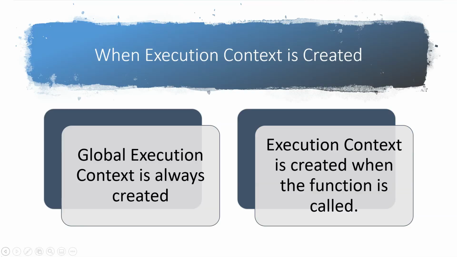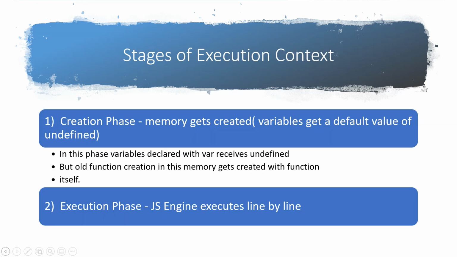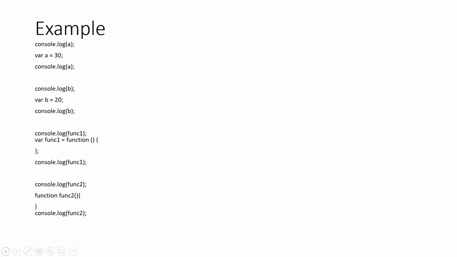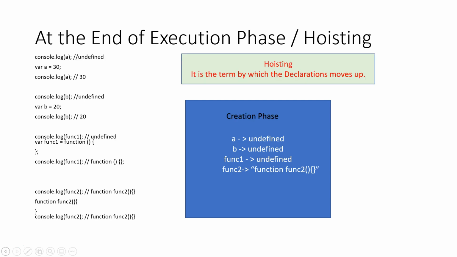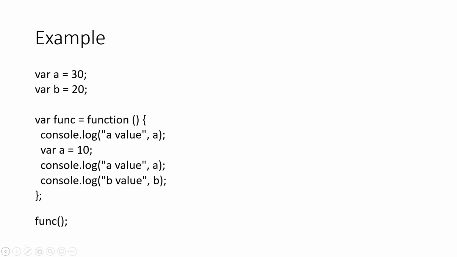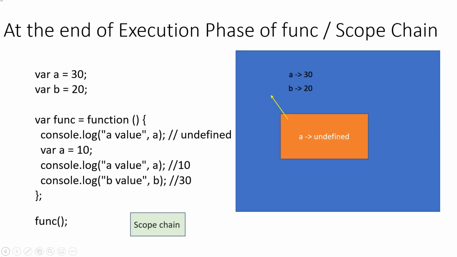Then we saw how and when the execution context is created. For a function, it is created when it is called. It is not created when it is declared or defined. Only when it is called, it is created. We saw there are two phases, the creation phase and the execution phase. The creation phase is the one where it scans through and sets the memory. It will not execute anything. It will just set the memory, with all the variables set to undefined. The only exception is the old function style. And we saw what hoisting is, and we saw the scope chain. When a value is not present in this context, it goes to the parent context and retrieves the value. Hope you understood.